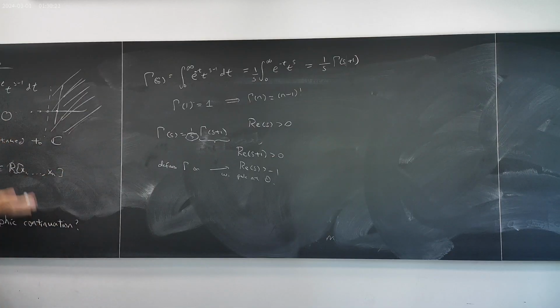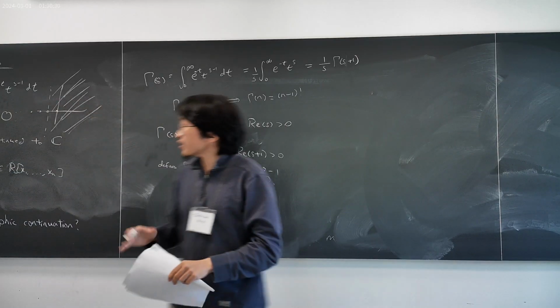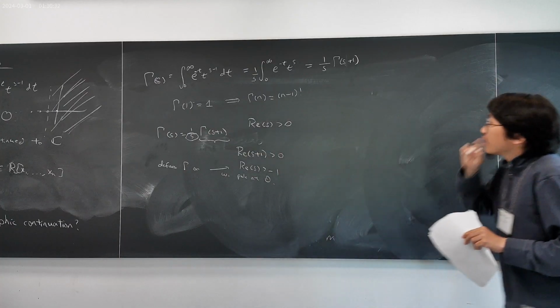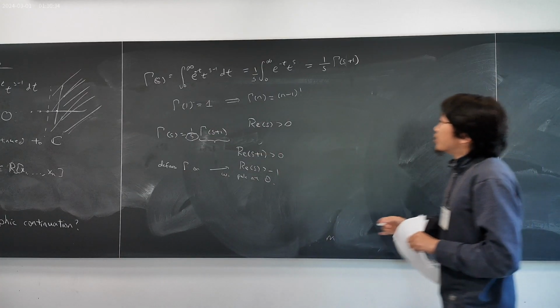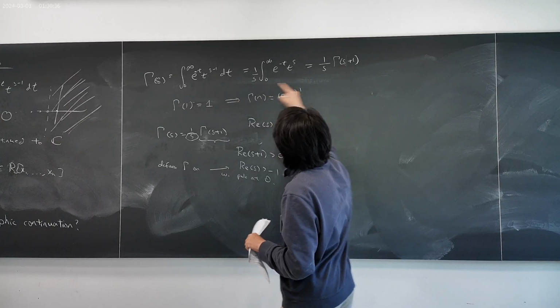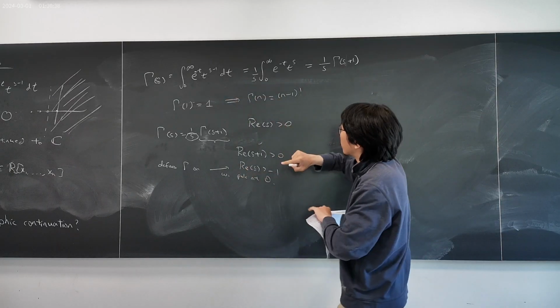Now, we can do this inductively as many times as needed, and we can actually define the gamma function on the entire complex domain. So what was the key ingredient in making this trick work? Well, it turns out it's the identity that we have here that made integration by parts work.